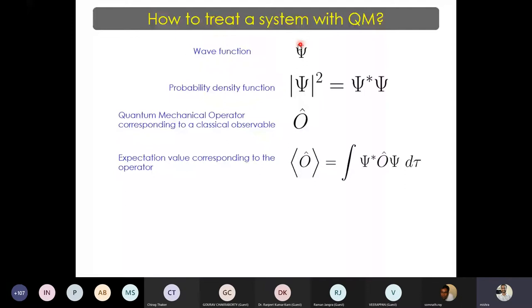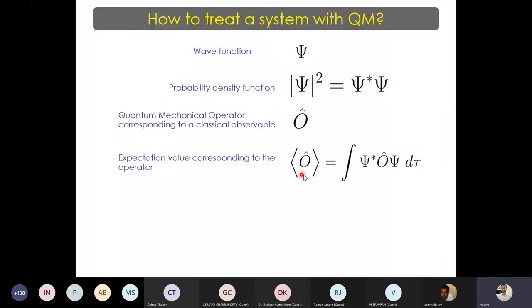Now, when I do a measurement, what kind of outcome do I expect? For example, if I'm making a measurement with respect to an operator O, the expectation value, or the average value of the outcome, is given by this integral.